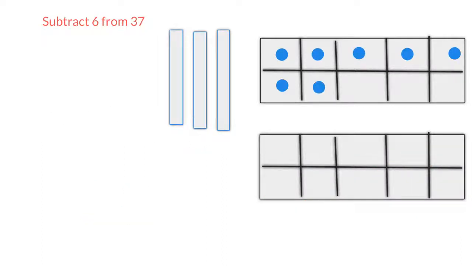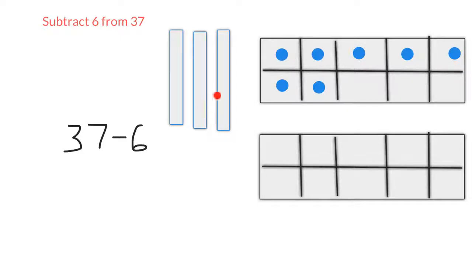Here's another example problem. We have subtracting 6 from 37. So if we would write this out, it would be 37 minus 6. We model the larger number, 3 tens and 7 ones, and we need to take 6 away. And we're going to ask ourselves the same question again. Are there enough ones to take 6 away? Because 7 is the larger number in the ones place, I am able to take 6 of them away.